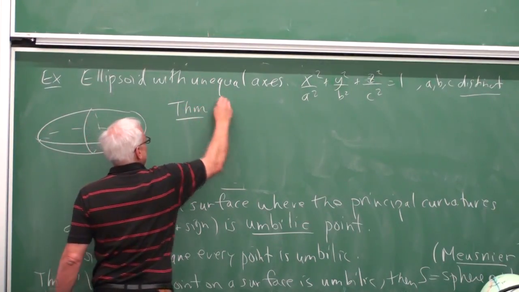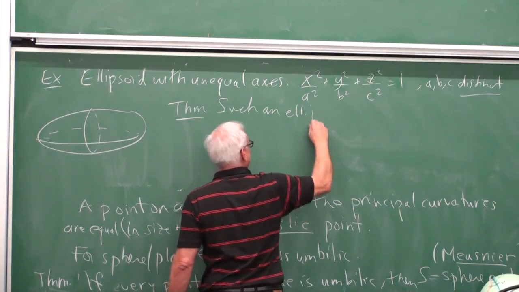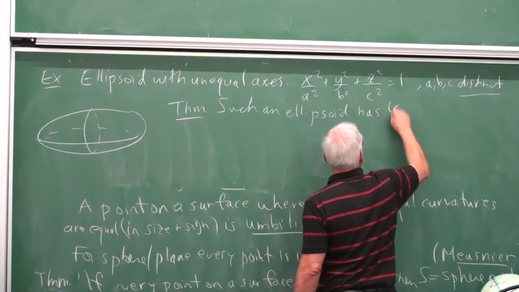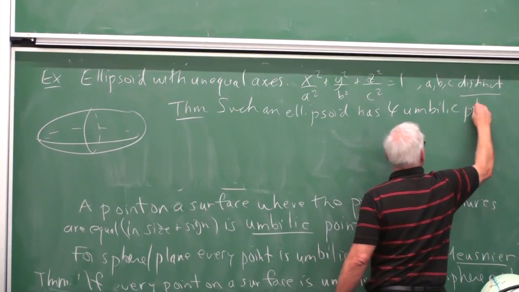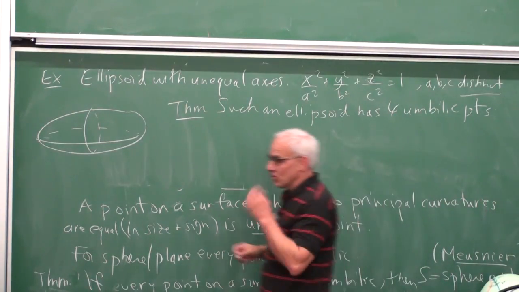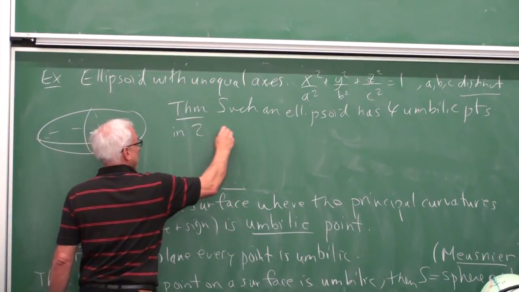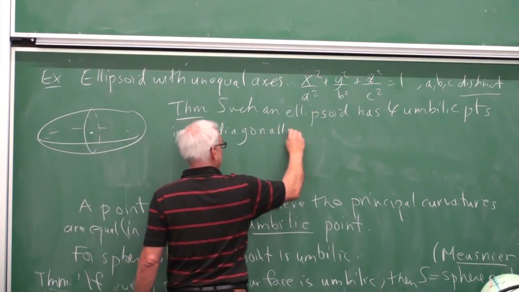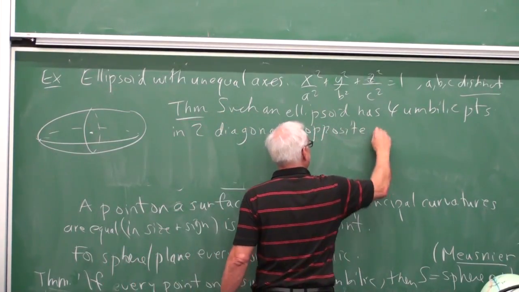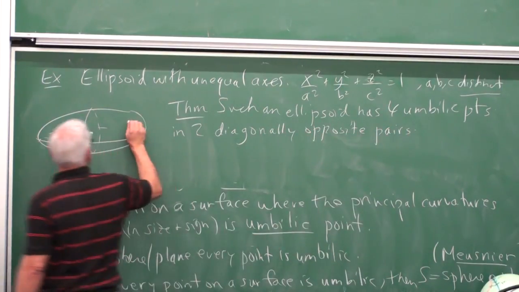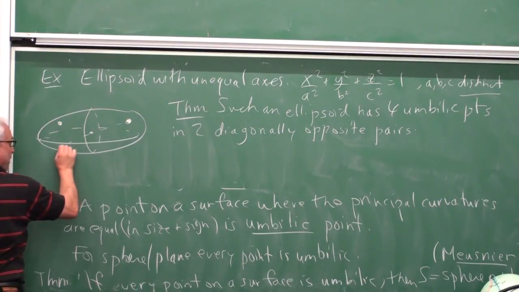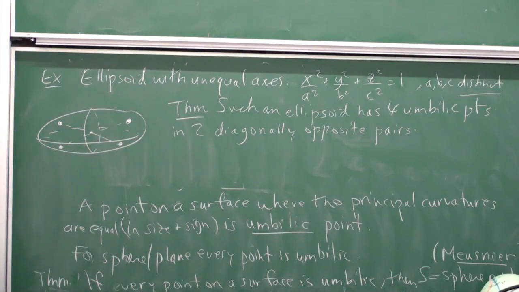So theorem: such an ellipsoid has 4 umbilic points, and they are in 2 diagonally opposite pairs. So maybe one is there, and then the other one is on the other side. We'll see those umbilic points appearing later on shortly.